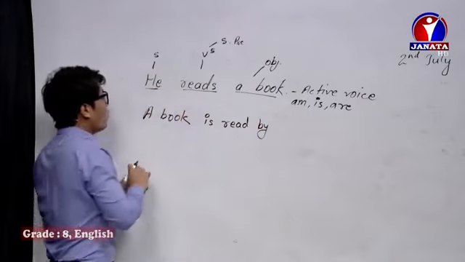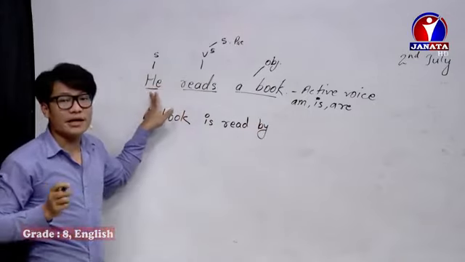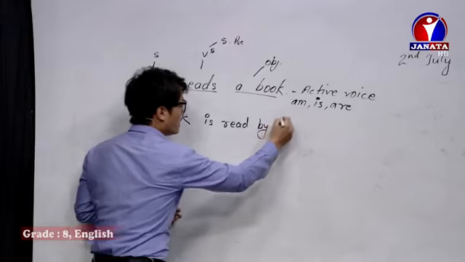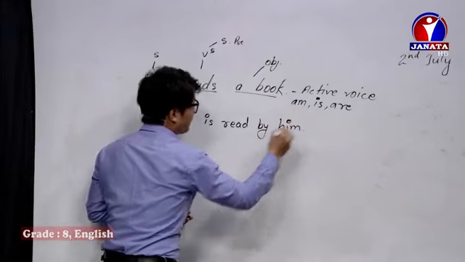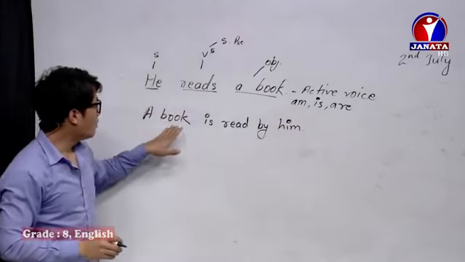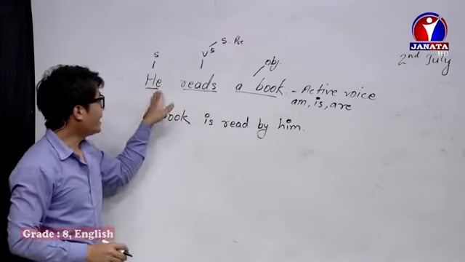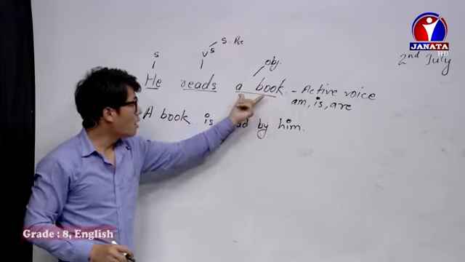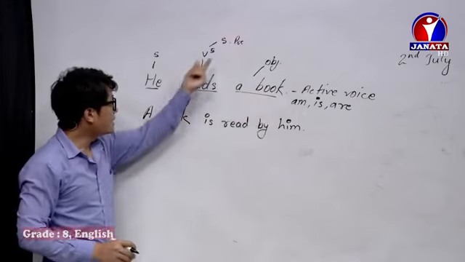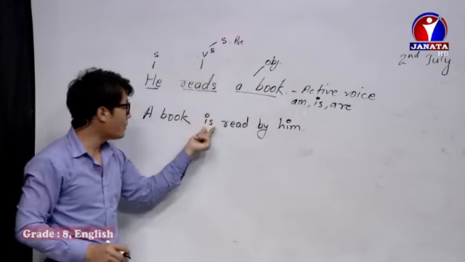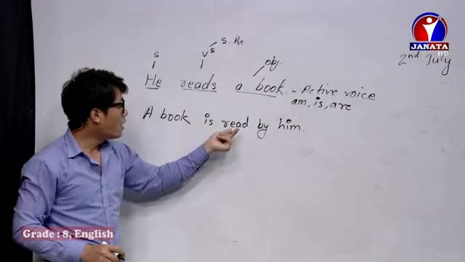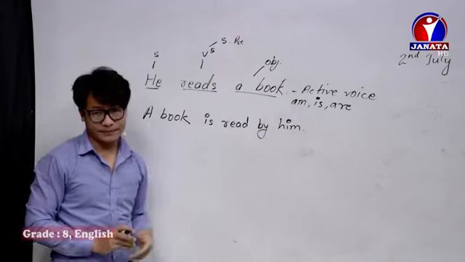He is here. Then what is the objective case of he? I had shown you. Then it is him. A book is read by him. He reads a book. A book is the object. This is a simple present. So am, is, are. So it's is here. Read is verb 3, by him.